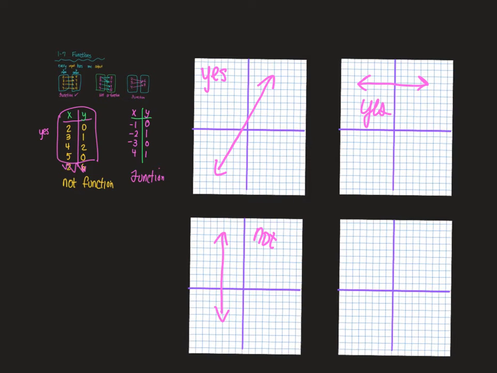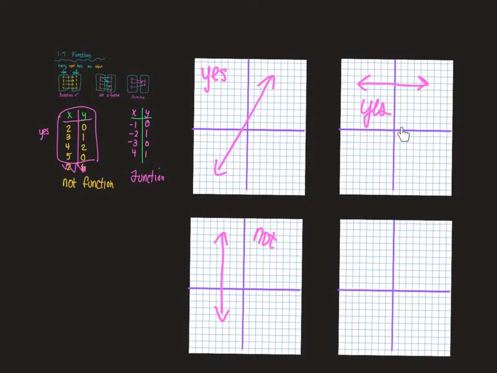Why would that be? Remember, these are our x values. So when x is 1, it looks like y is 3. If x is 1, is y anything else? Nope, it only hits once.